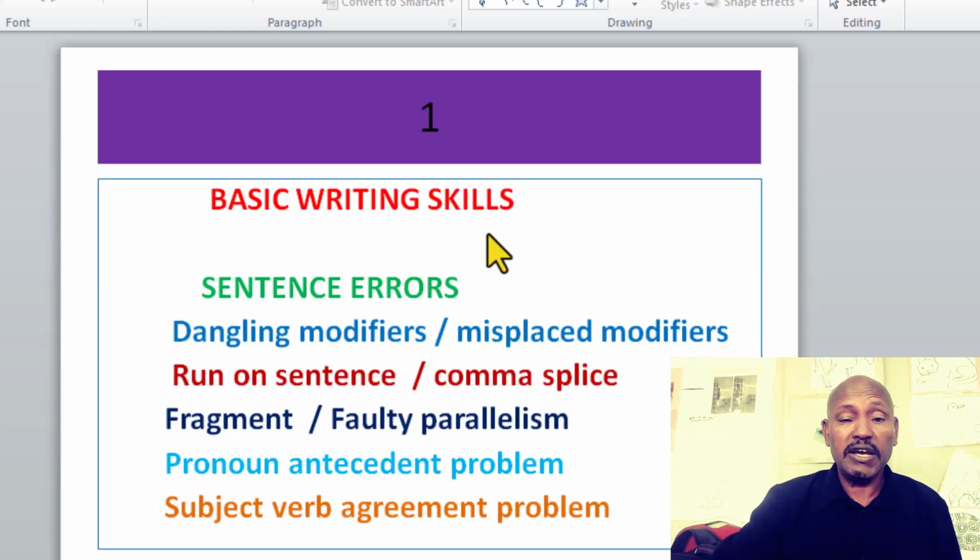And the title that I'm going to present is basic writing skills, that's called sophomore English. So, sentence clarity. Now, sentence clarity: a sentence which loses its meaning because of some errors. So that's called sentence clarity.